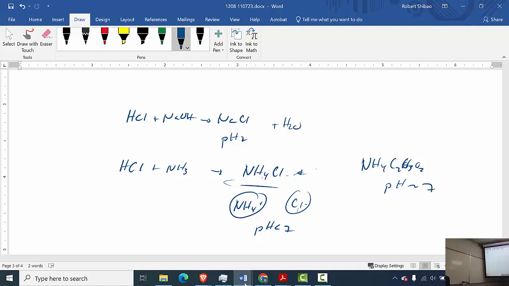But that's because we're forming an acid and a base. Here we just have an acid and a neutral. We could form things like sodium sulfate. Sodium ions are neutral, but sulfate is a base, so this would be a pH greater than 7.